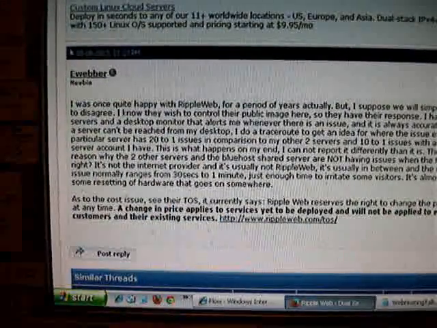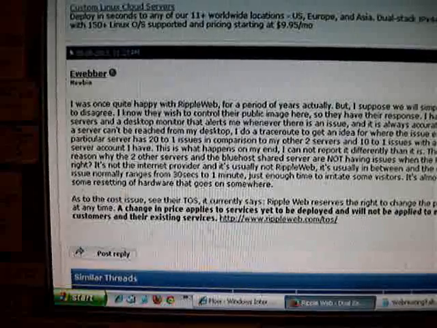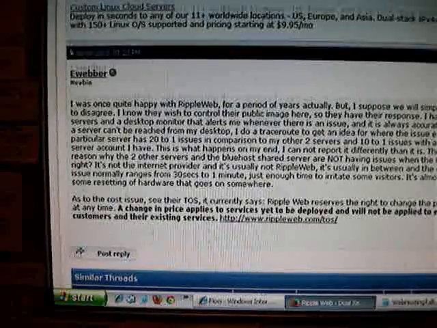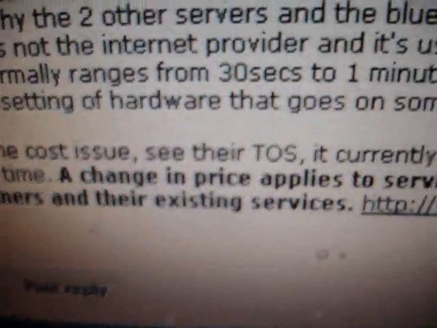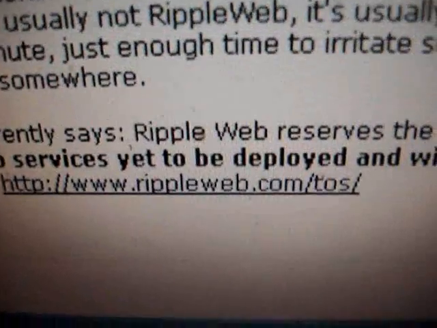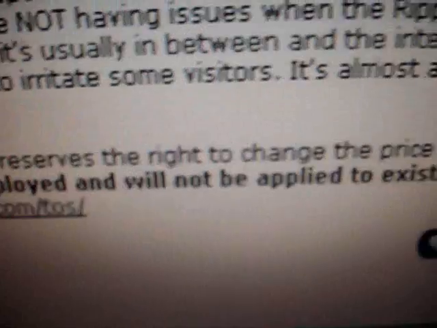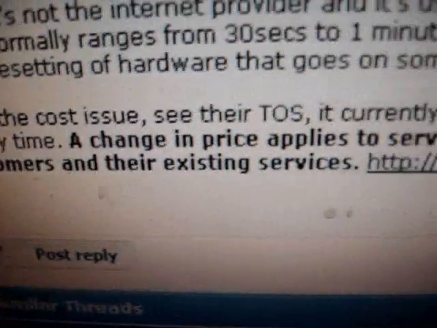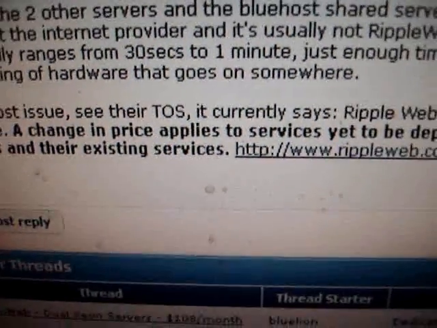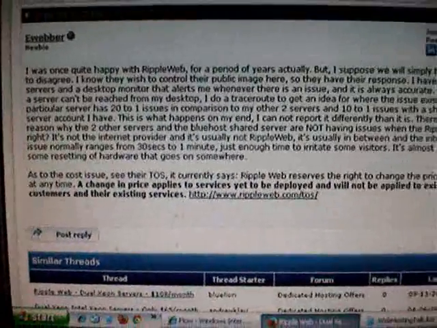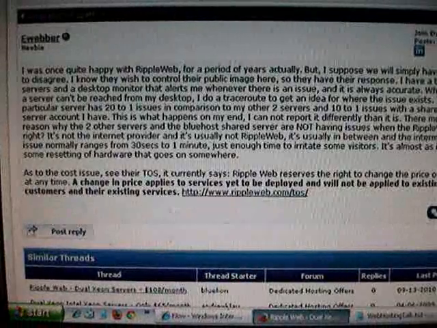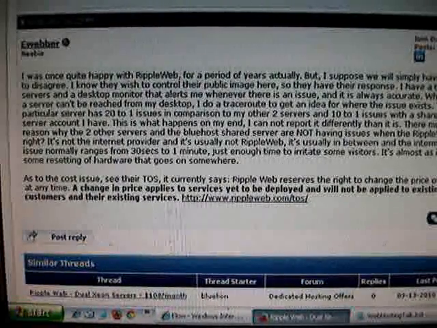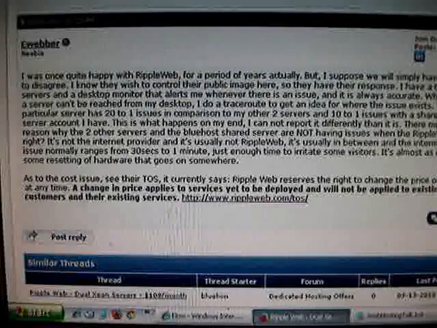I had a response back to them at that point in time. In their own terms of service, it says, a change in price applies to the services yet to be deployed and will not be applied to the existing customers and their existing services. So it's in their own terms of service that they're not going to do it. So the question is, why did he even write that to begin with? Interesting concept.